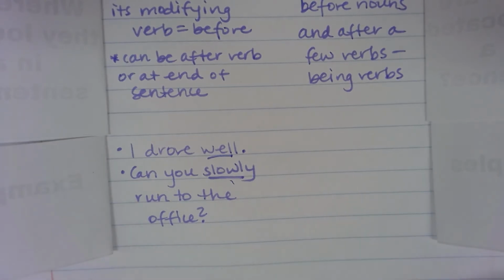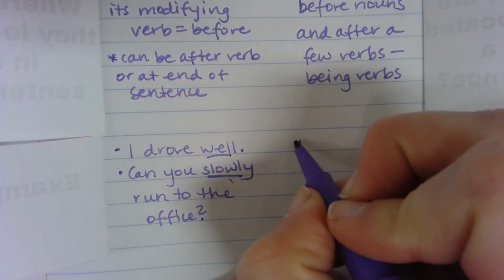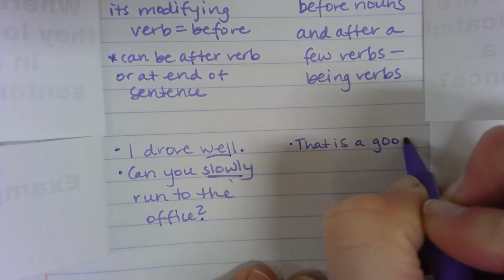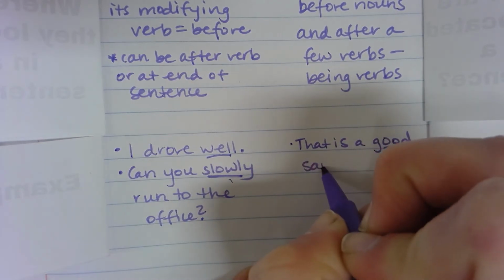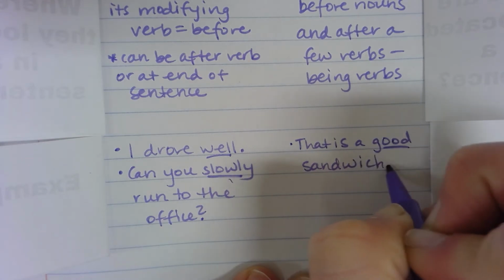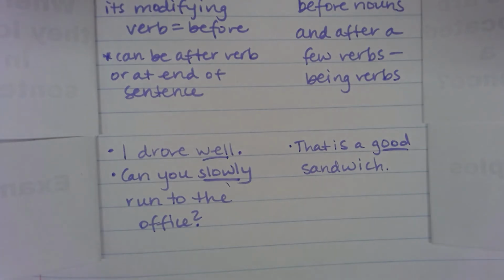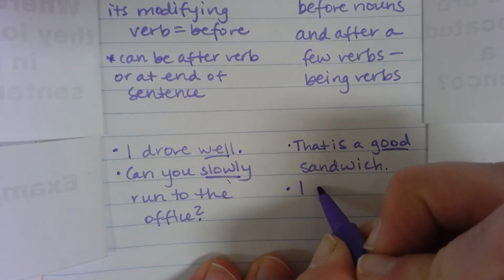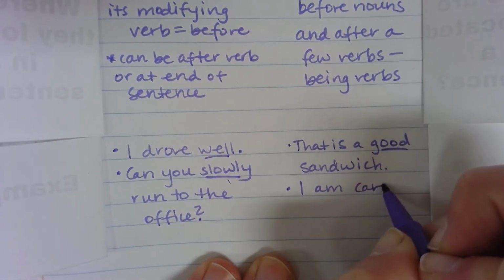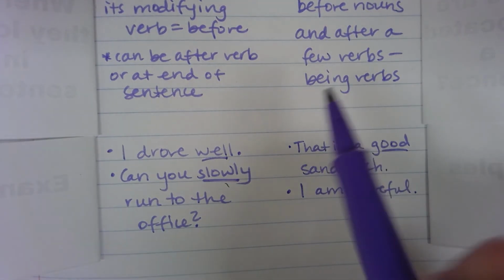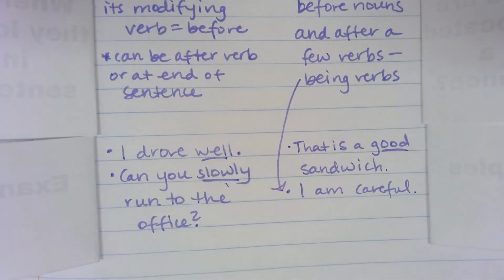Then adjective examples. That is a good sandwich. Good is describing sandwich, so it's right before your noun. Another one. I am careful. Okay, so here is an example of it being after a being verb, and I'm actually going to do this right here just to show that.